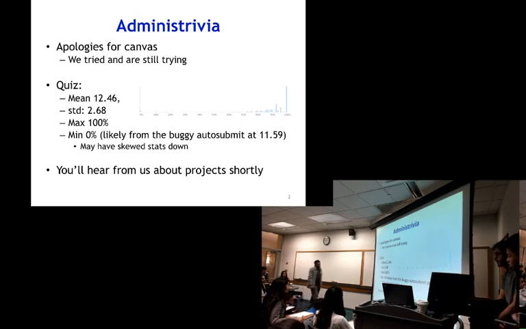The mean score was 12.46. The standard deviation was 2.68, so people were getting 15 for the most part. Most people got 100%, as you can see. Not the majority, but the largest number. The plurality of the class got 100%. And of course, a block got 0%.